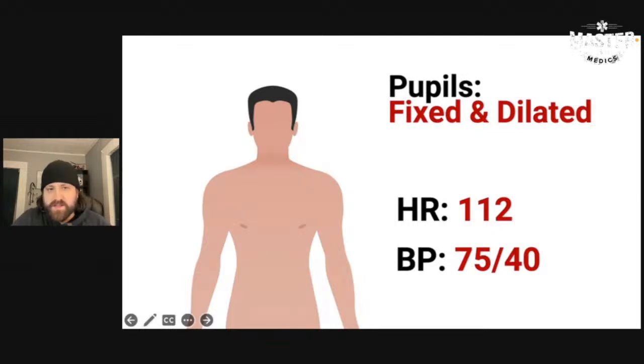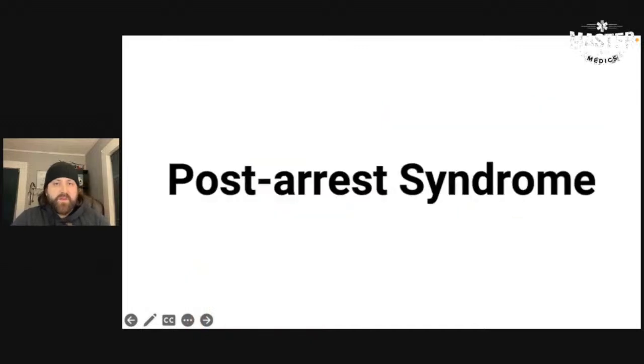So you perform a basic assessment. His pupils are fixed and dilated. He has no motor response to pain. His heart rate's 112. His blood pressure is 75/40. So what's kind of happening here? Basically, this guy is suffering from what we call post-ROSC syndrome.